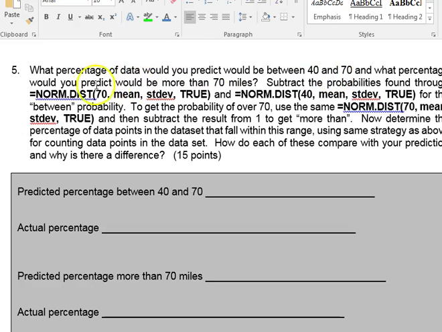And then also, would we predict to be more than 70? For both of those, we're going to do the predicted data using our formula in Excel, and then look at the actual data and see what that percentage is. And again, compare the two. The needed formulas are listed here. I'll demonstrate again in Excel.